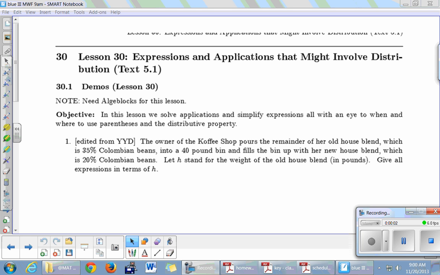So first we need a reader on page 218. Chris, are you ready?